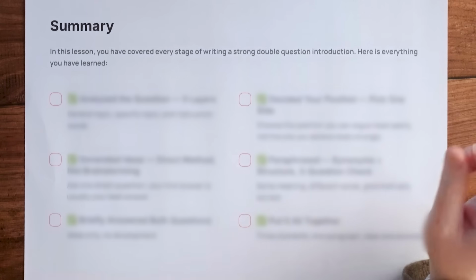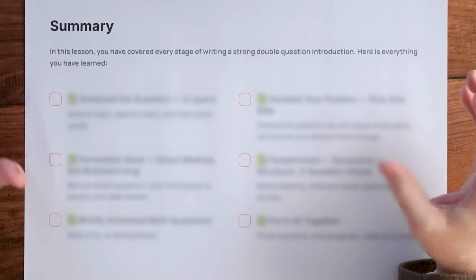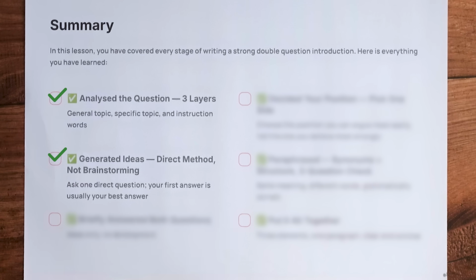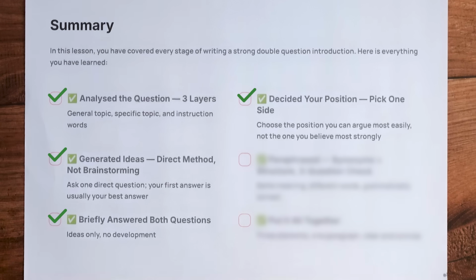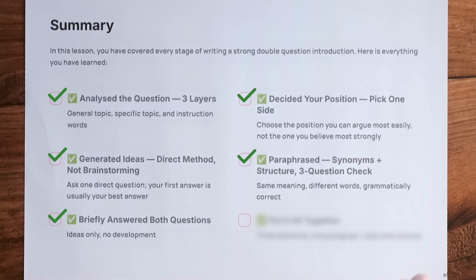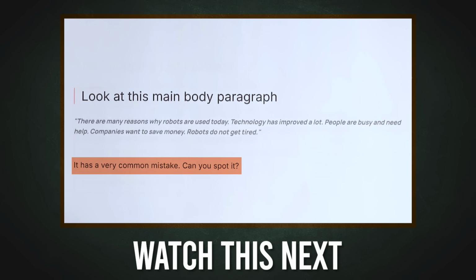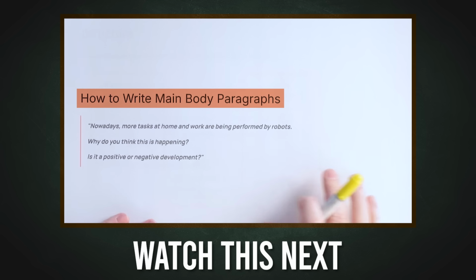I think so. To summarize what we have done so far for our introduction, we've analyzed the question using those 3 layers to think about it. We generated ideas using the direct method, not brainstorming. We've shown you how to briefly answer both questions and take a position. And we've shown you how to paraphrase and then put all that together. But you still have to write your essay, and it's very, very important that you do that, obviously. So let's move on to main body paragraphs.